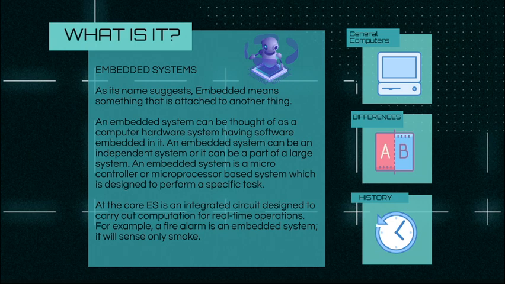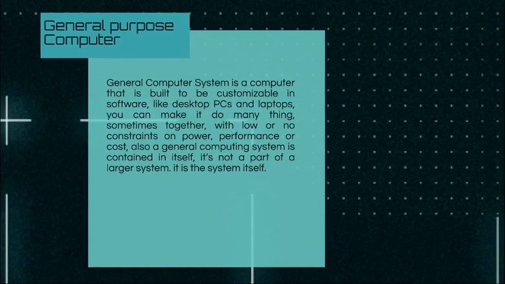If embedded system consists of hardware and software, then how can I define a computer that I am using? Hence, general purpose computers are built to have customizable software to perform various tasks. There is no constraints on power, performance, or cost unlike embedded systems. So, what are the general differences between general purpose computers and embedded systems? Here is the list of differences that you can go through.